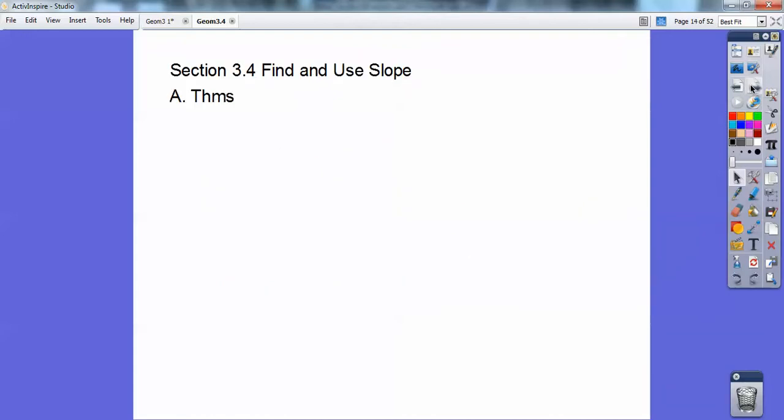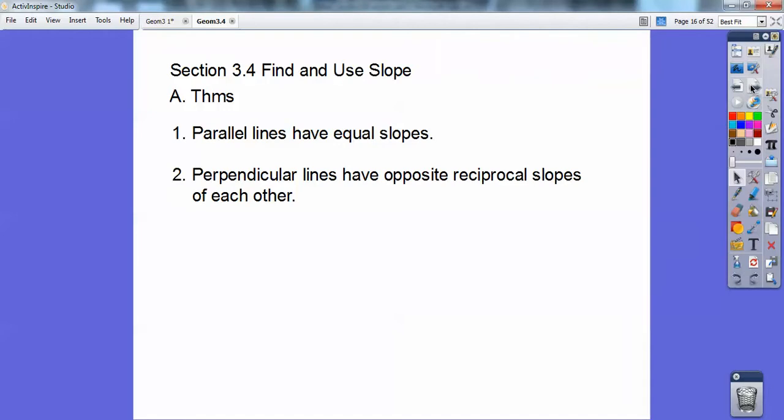Alright, so find and use slope. So here's some theorems. Parallel lines have equal slope. Perpendicular lines have opposite reciprocal slopes of each other. So if one is 2/3, the perpendicular would be negative 3/2. And the parallel would be 2/3. Parallels are equal, perpendiculars are opposite reciprocals.